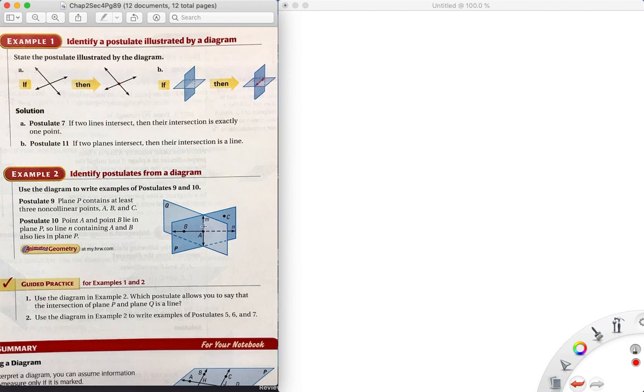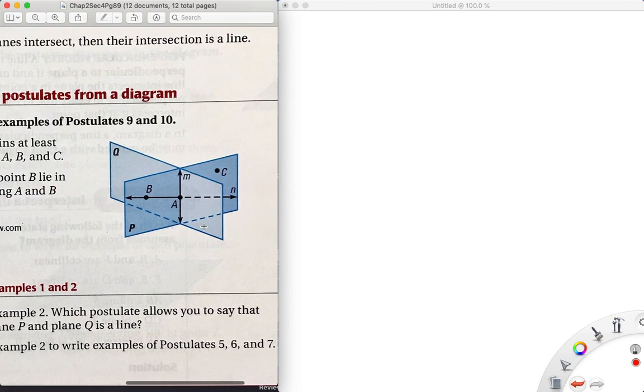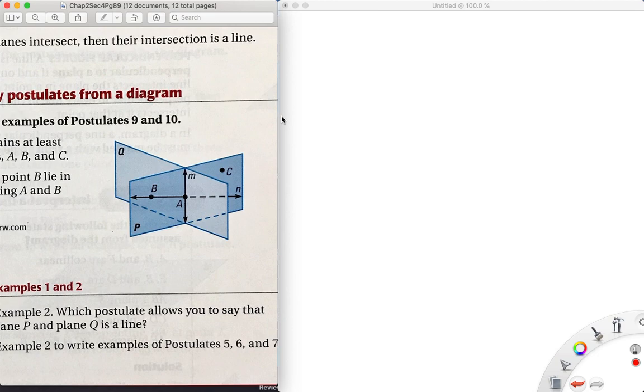So if we look at this picture, postulate 5 says through any 2 points there exists only one line. If we look at B and A, there only exists one line, which is line N. That's an example. And then postulate number 6 says a line contains at least 2 points. Again, we can say that is also B and A. The line N contains at least 2 points, B and A. So that satisfies both conditions, postulates 5 and 6.